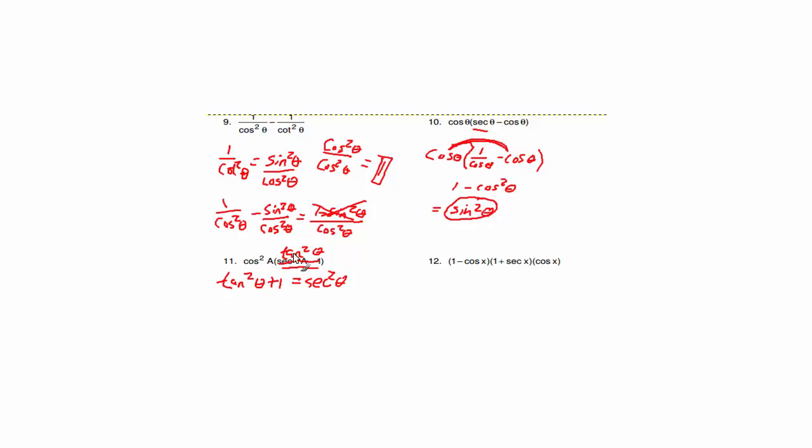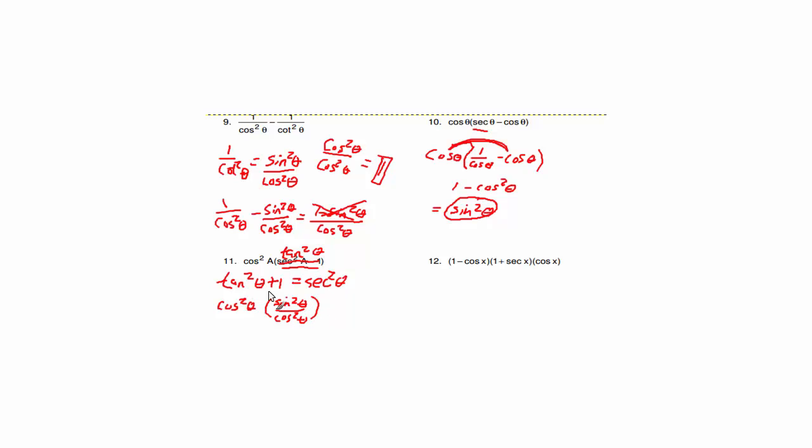So I'm going to have cosine squared theta times tangent squared theta. What that ends up happening then is that cosine squared theta gets multiplied by tangent squared theta, but tangent squared theta is the same thing as sine squared theta over cosine squared theta.